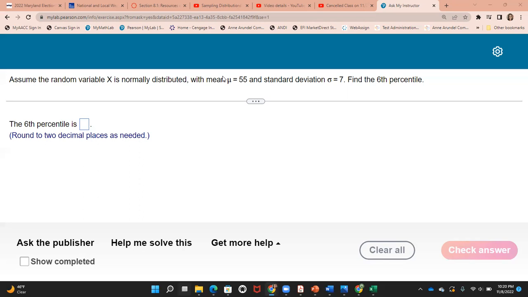So this particular question from the interactive assignment number 4 says, assume the random variable x is normally distributed with a mean of 55 and a standard deviation of 7. Find the sixth percentile. So whenever I see that something is normally distributed, I immediately think, okay, it's going to have a normal curve, so it's going to be a bell-shaped curve. The mean is in the middle, which they give us is 55.